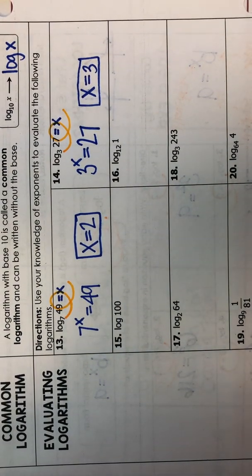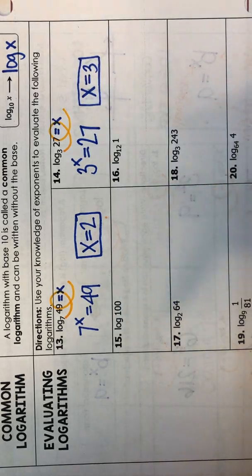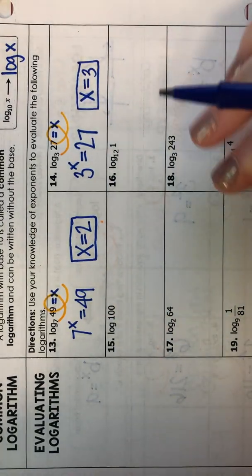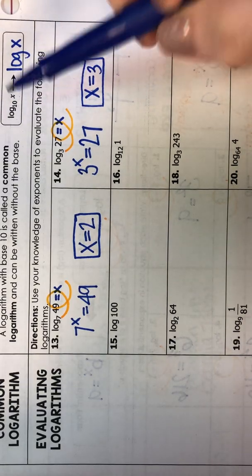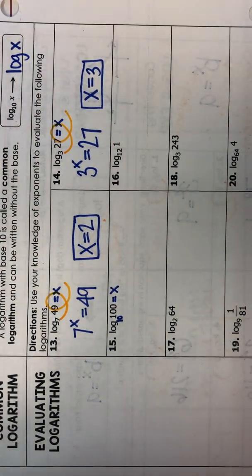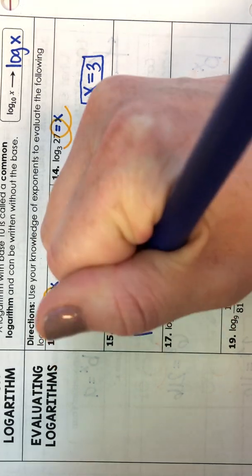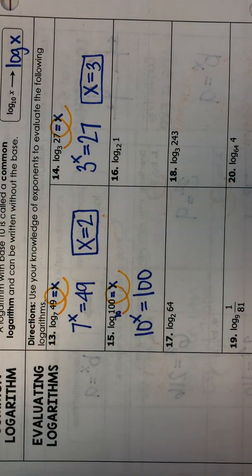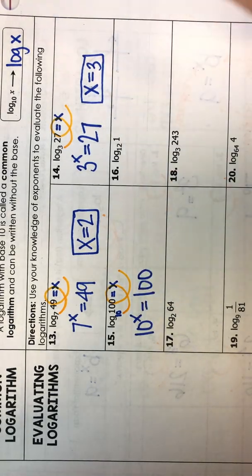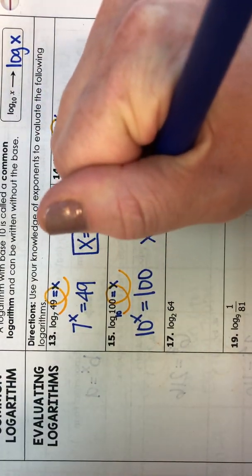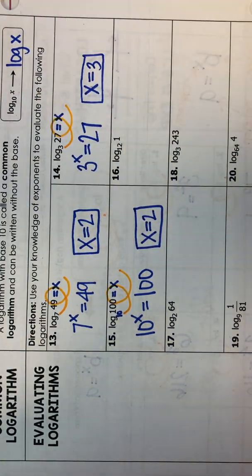All right, for this next one, it says log 100. There is no base written, but if you remember up here, we just said that that is an understood but unwritten base of 10, okay? So I'm going to write in that 10 just for our purposes for now, and I'm also going to set it equal to x. So I'm going to put it in exponential form. 10 to the x power equals 100, okay? What can I do to 10 to get 100? Well, I can square it. So x equals 2.